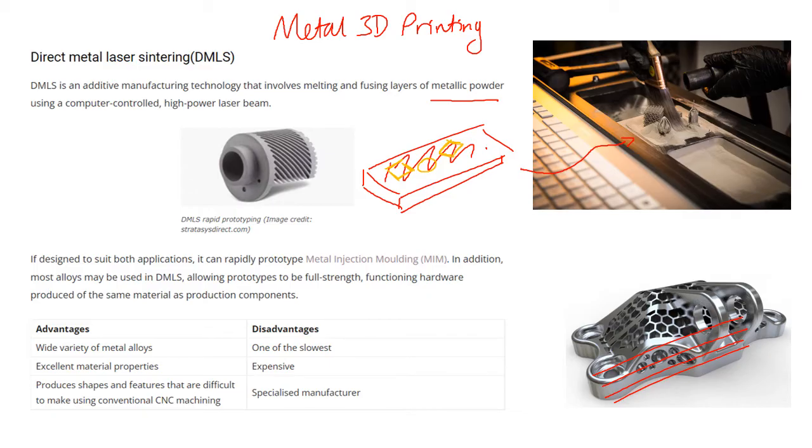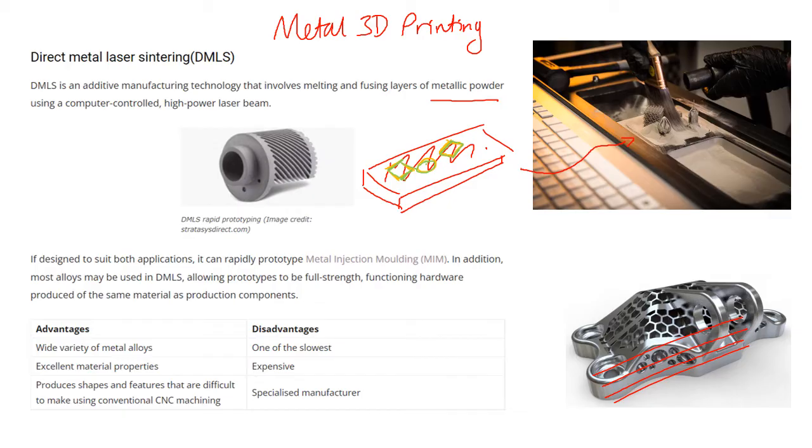Okay, then what happens is another layer of powder is brushed over the top, and then the laser goes again and it melts again on top. So it's kind of building those layers up. So it's quite a bit different to how FDM works, but I hope that kind of makes sense.